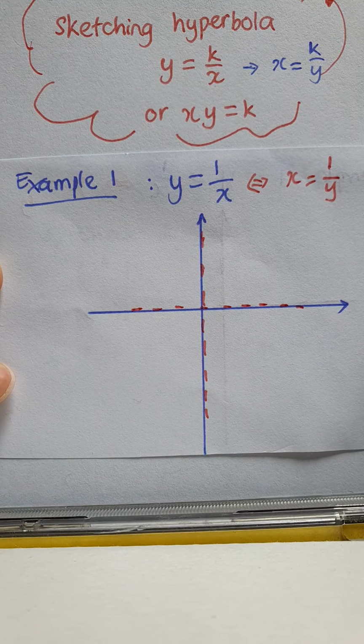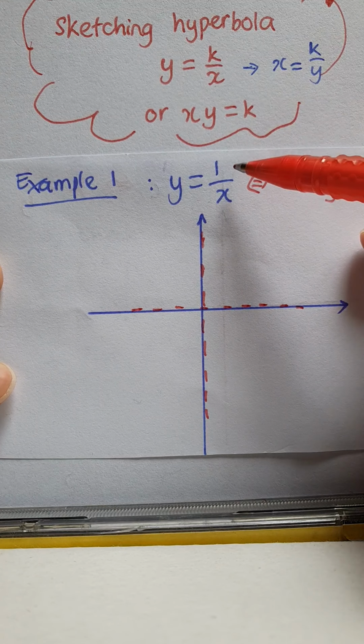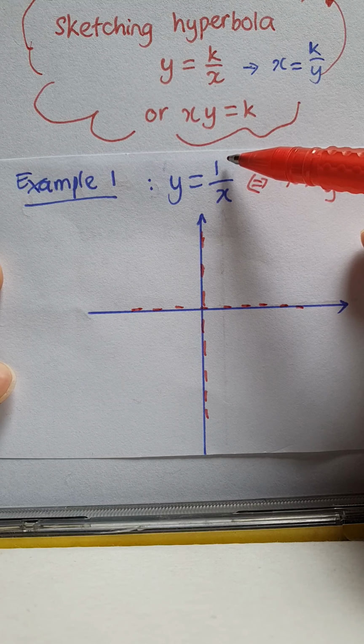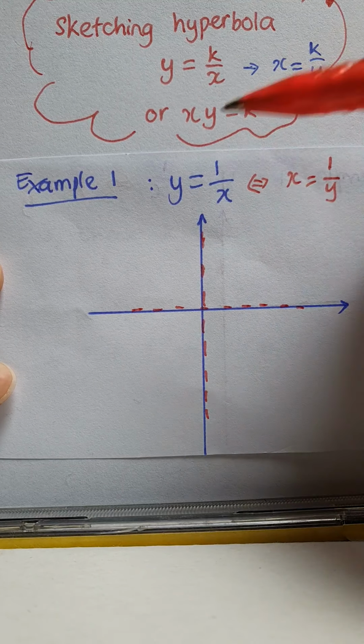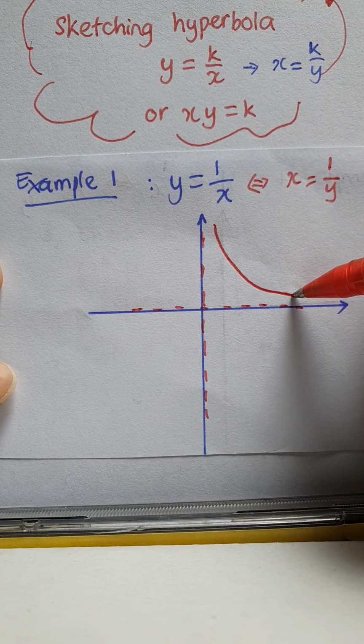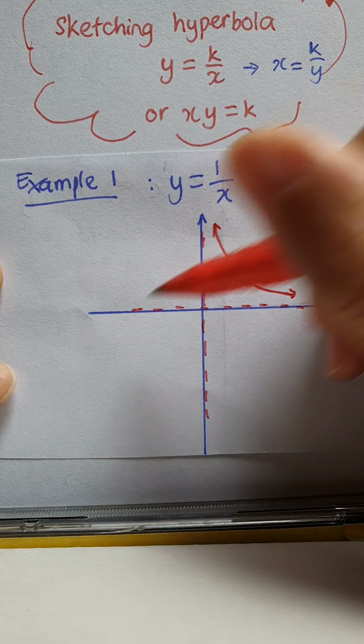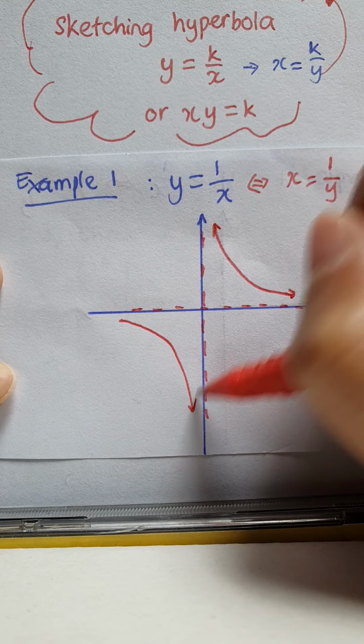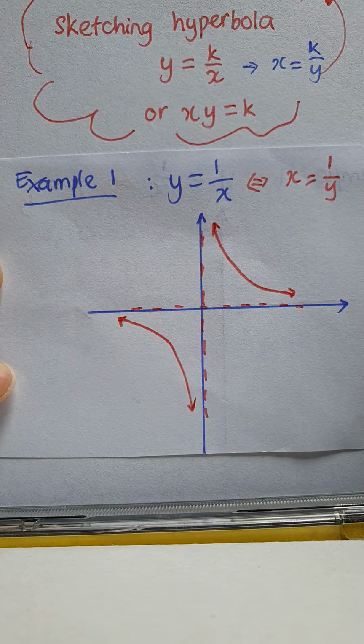Second step, we check what quadrant our hyperbola is going to fall in. So k here is 1. K is positive, so it will be in the 1st and 3rd quadrants. So we know that the shape of our hyperbola will look like this.